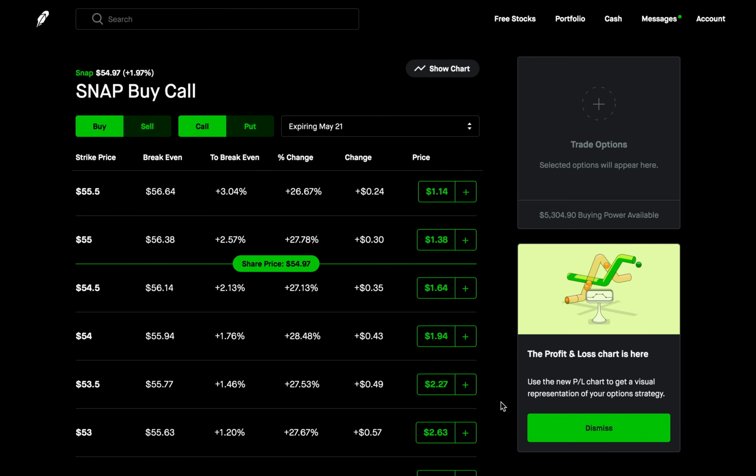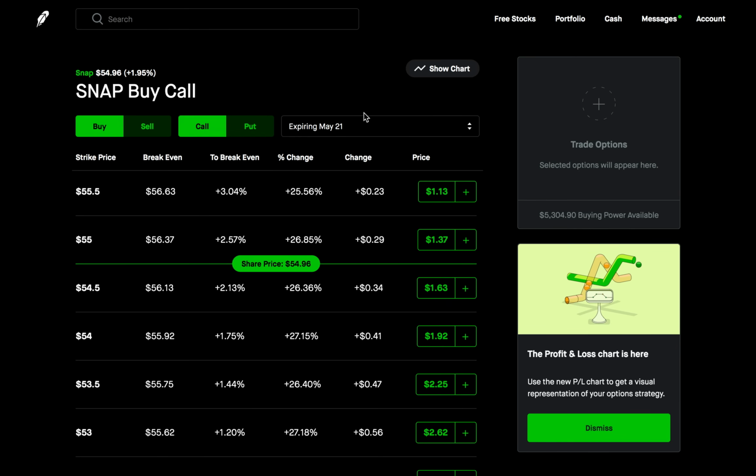So for this first option we're going to choose, usually for the expiration date, I like to go 1 week out. Some people like to go 2 weeks out, a month out. I think 1 week out for me makes the most sense here. So I'm just going to leave it as May 21st. So the first thing I would do here is take a look at Snap and say, what price do I think Snap will be at on expiration date May 21st? So let's say I think Snap will be at $55 on this expiration date.